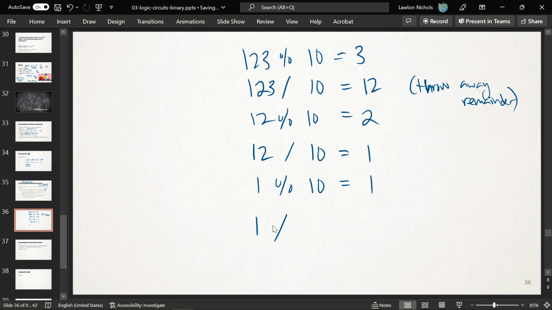Then let's shift away the 1 and see if there's anything else to do, any more rightmost digits to get. 1 divided by 10, throw away the remainder. It goes in 0 times. And so once you hit 0, you know you're done.